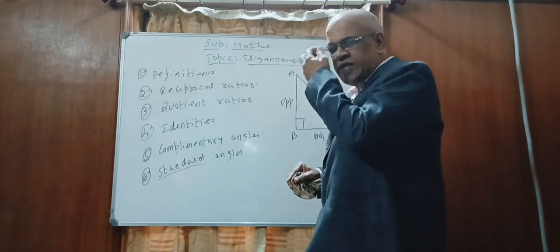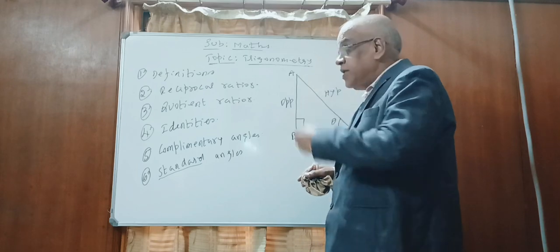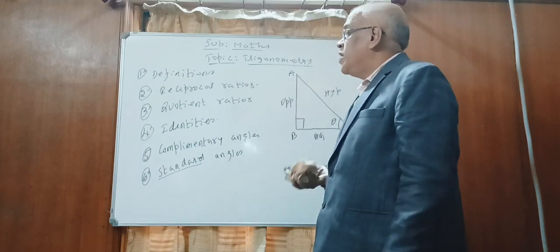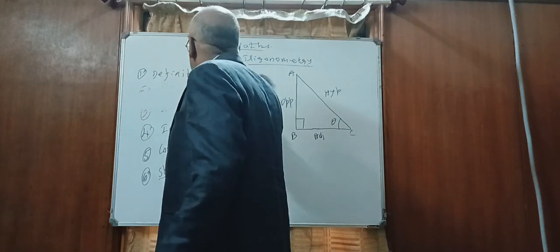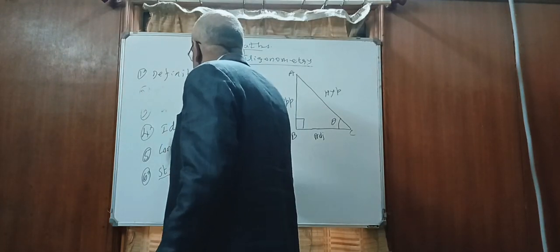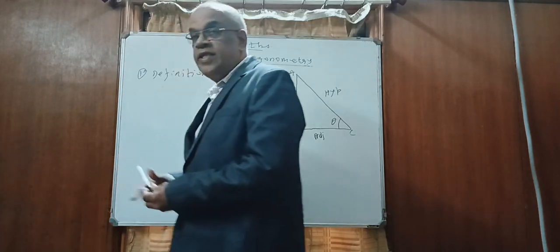Table. It's a table of standard angles. Very easy. I will explain in detail when we come to that. So now let us discuss one by one. What is the first one? Definitions. What does the definition mean? Definitions of all 6 trigonometric functions. What are the 6 trigonometric functions, children?